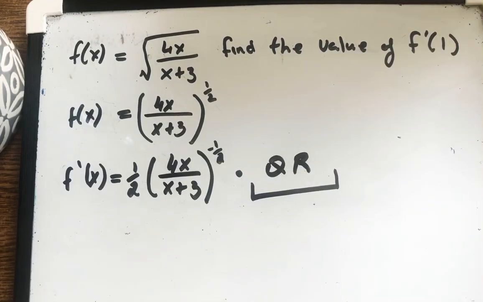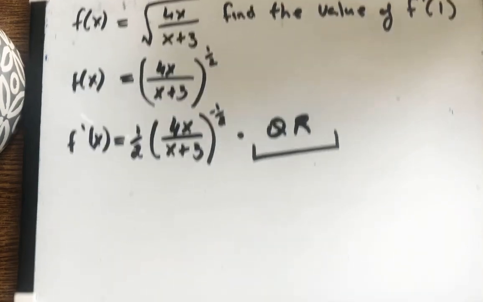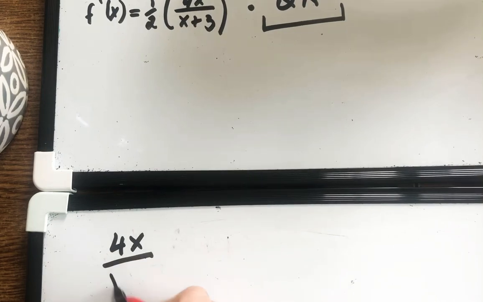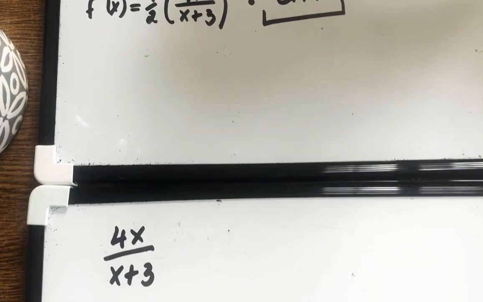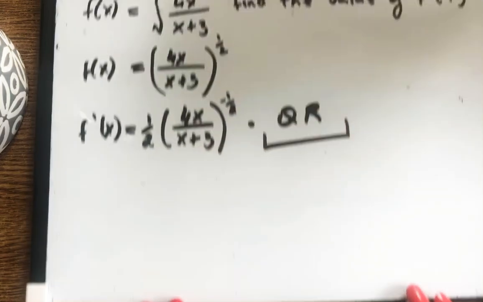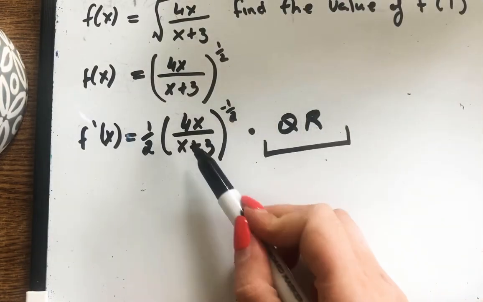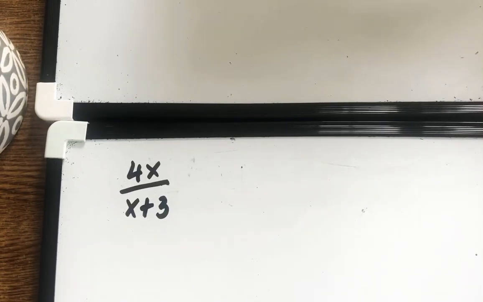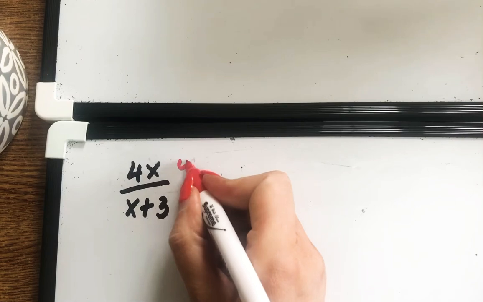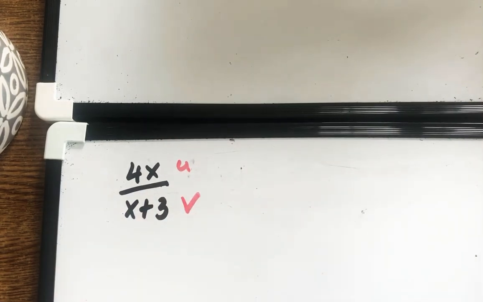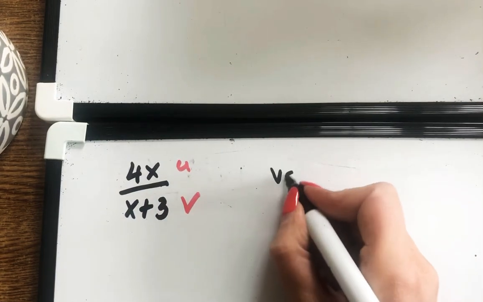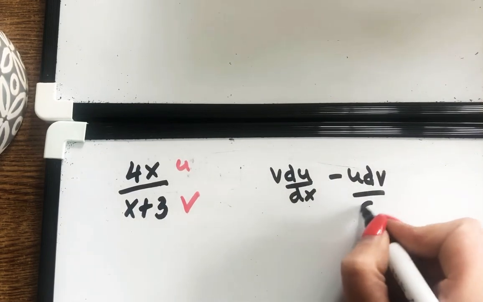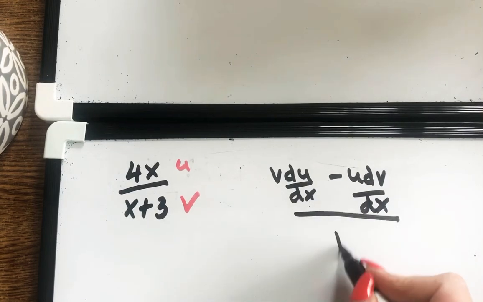So let's do that out first of all on a different whiteboard. Here we go. We have 4x all over x plus 3. The reason we're differentiating this separately is because, once again, we have to put in the differential of this bracket, which will be the quotient rule. So let's begin by labeling our top numerator as u and our bottom denominator as v. Let's write out the quotient rule. We have v du dx minus u dv dx all over v squared.